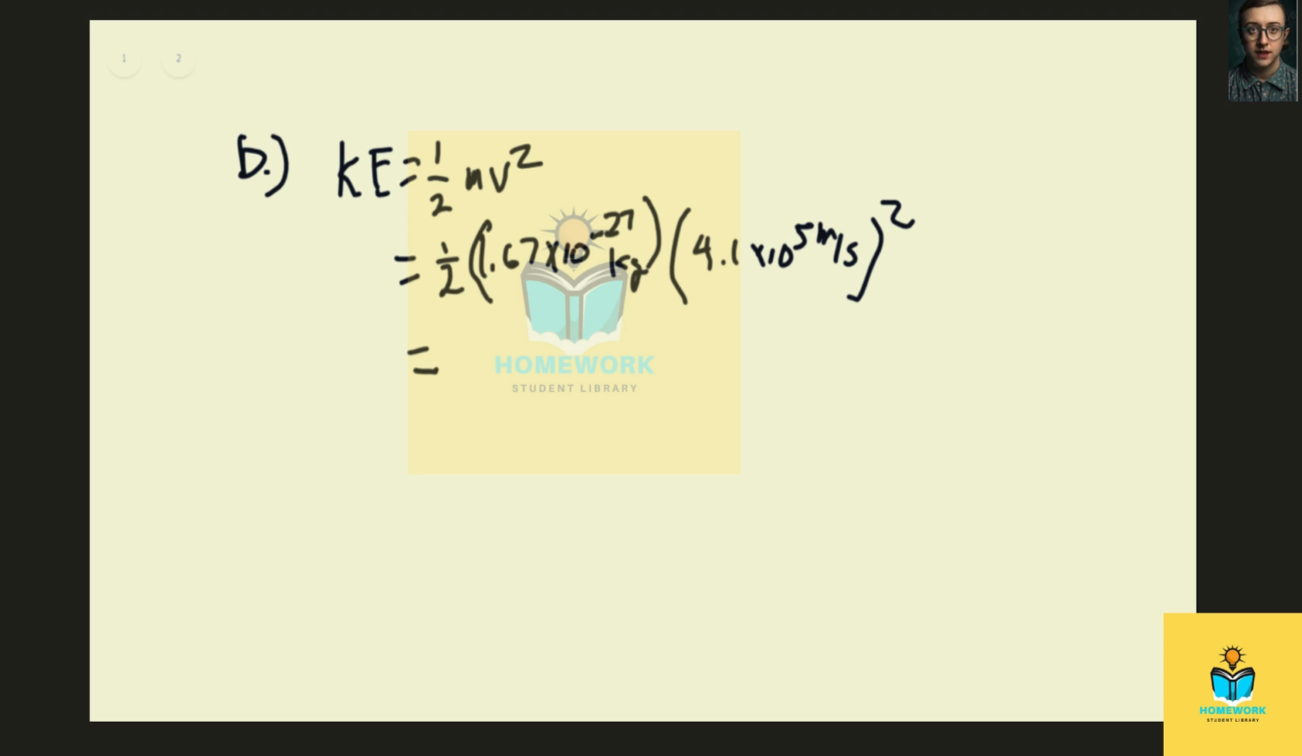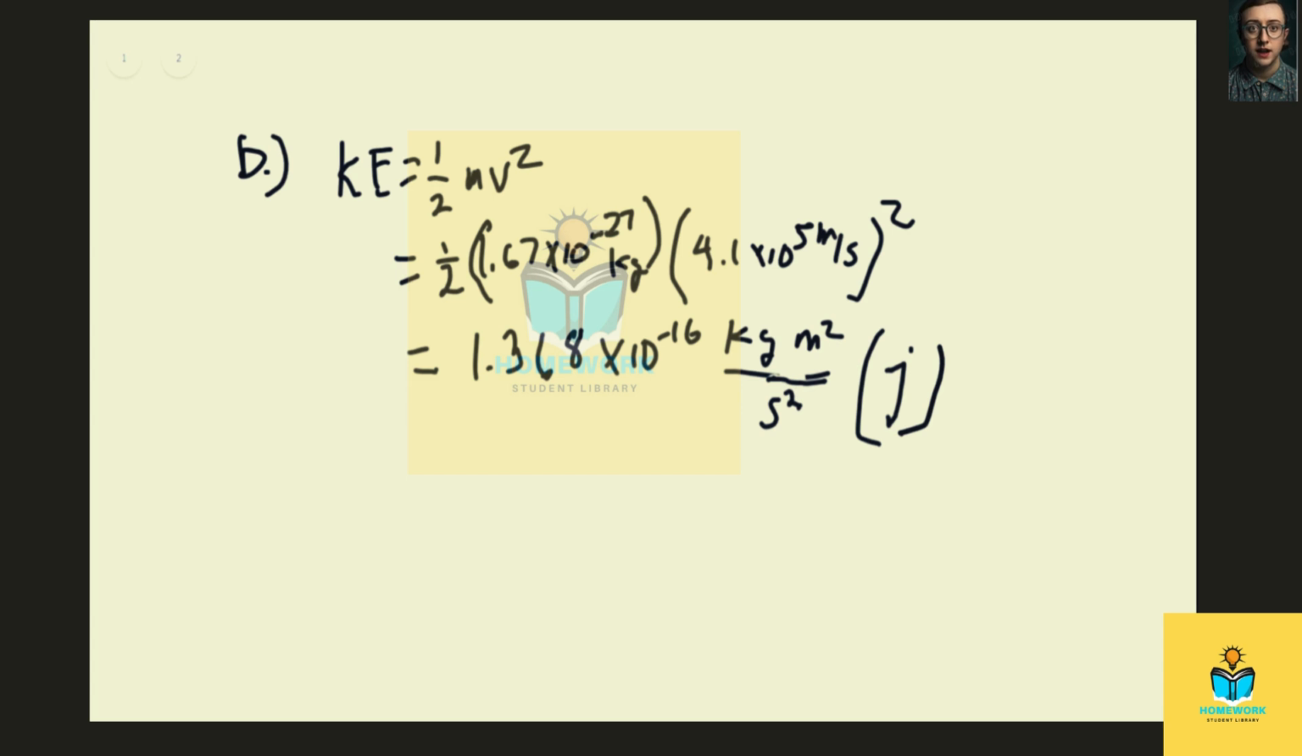Multiplying this out, we get 1.368 times 10 to the negative 16 kilograms times meters squared per second squared, which, by the way, let me make that a little neater, which is really a joule.